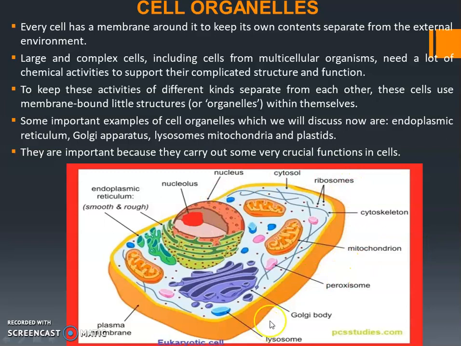We can view them only with the help of the electron microscope. Okay, now some important examples of cell organelles which we will discuss are the endoplasmic reticulum. You can see a structure which is found near the nucleus here, right? So from here till here, this part of the cell is called the endoplasmic reticulum. It is a cell organelle. Okay, it is a type of cell organelle and it is called the endoplasmic reticulum.